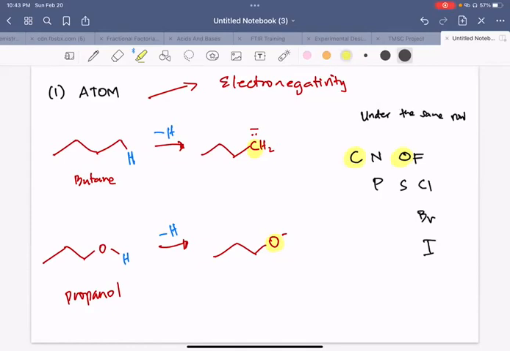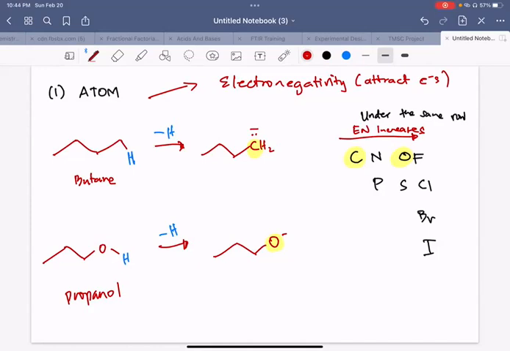When they are on the same row, you need to use electronegativity. So electronegativity is the ability of an atom to attract electrons towards itself. So between carbon and oxygen, which is the more electronegative? Remember that the trend in electronegativity in the periodic table, from left to right, electronegativity increases. So therefore, oxygen is the more electronegative.